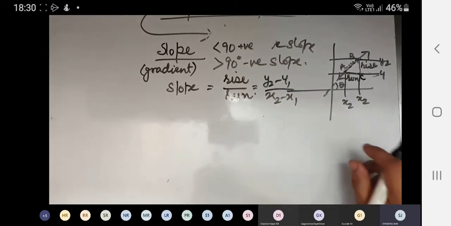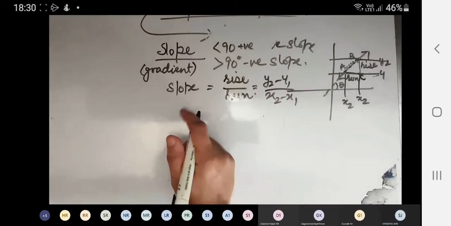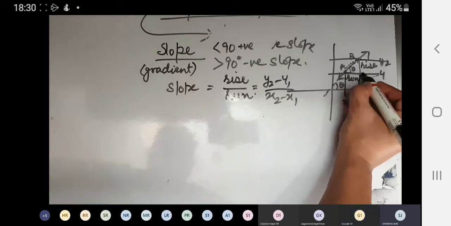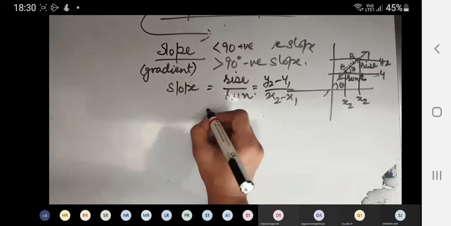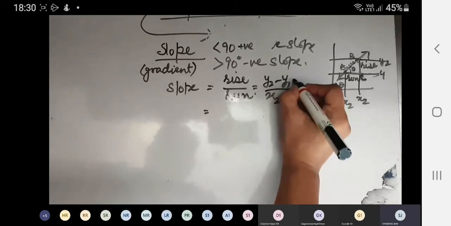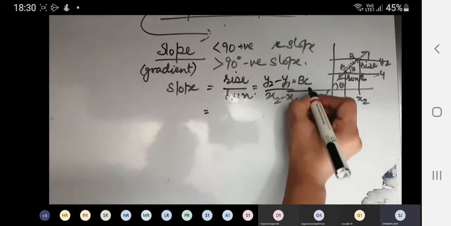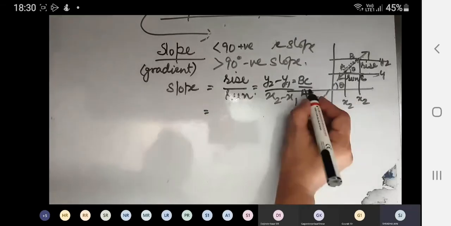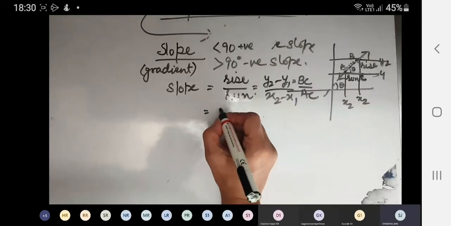Those who were not there in the class, is that clear now? Yes, now if this angle is theta, this length is BC upon AC. BC upon AC is also equal to tan theta.